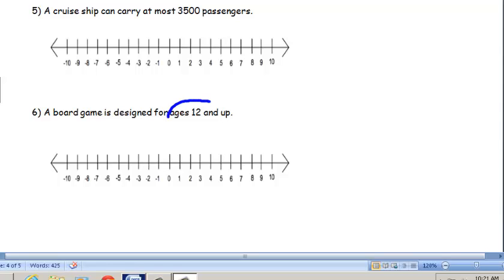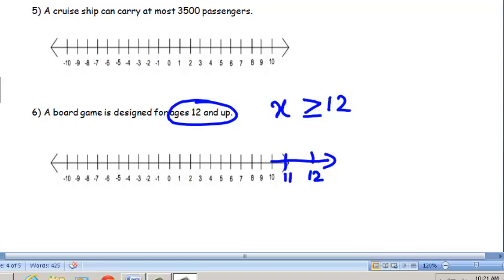Let me do the last story problem here. A board game is designed for ages 12 and up. So if we take age as X or A, it should be greater than 12, or they could be 12. So greater than or equal to 12. So I know that it has to be at 12. I'm just going to extend my number line because I don't have enough. And then it has to be a closed circle at 12. And then the arrow should point that way to show that it's increasing.